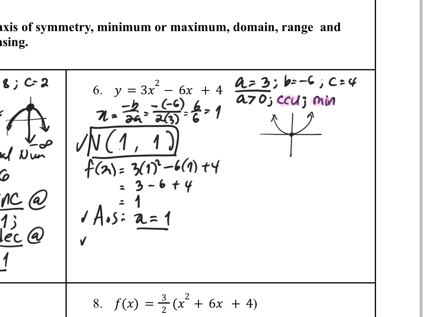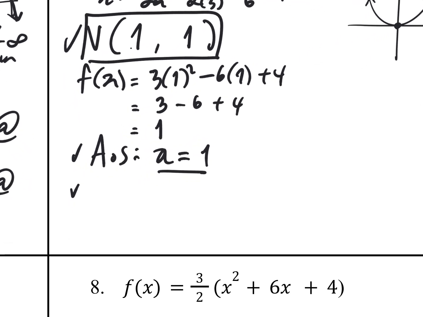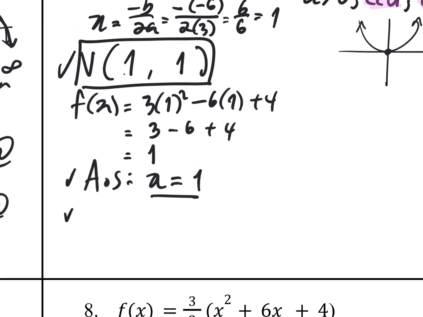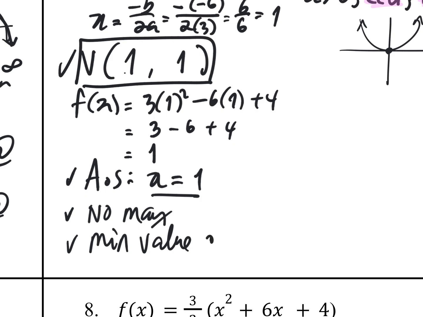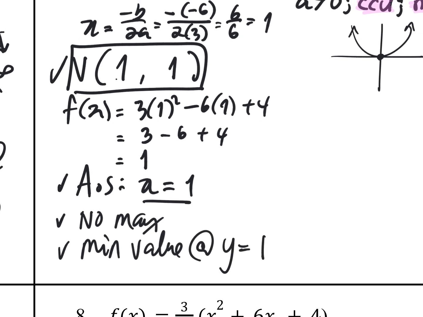So we're going to look at our minimum or maximum. We can say therefore that in this case, we have no maximum. Oh, sorry. Let's just rewrite that. No max, but it has a minimum value at y is equal to 1.